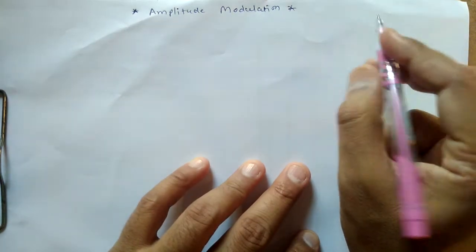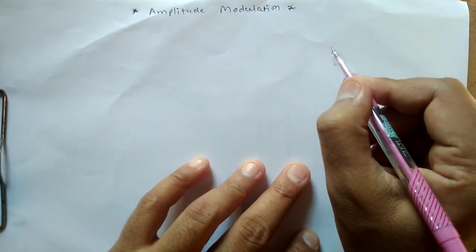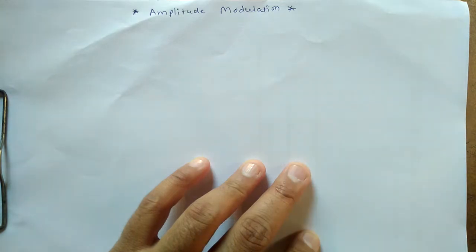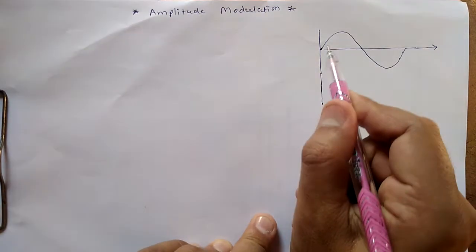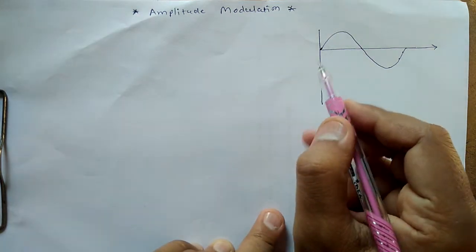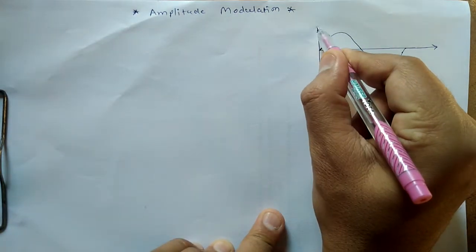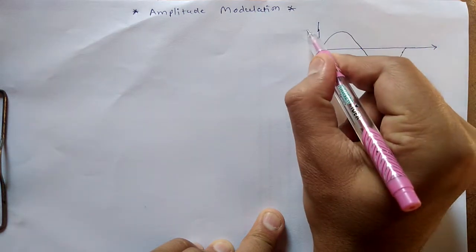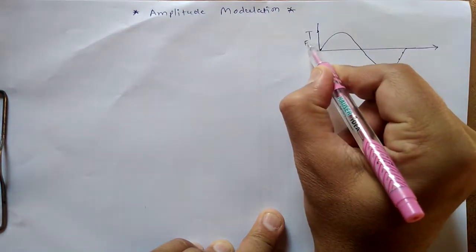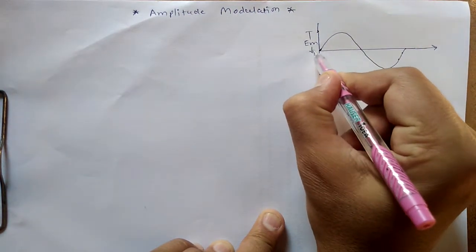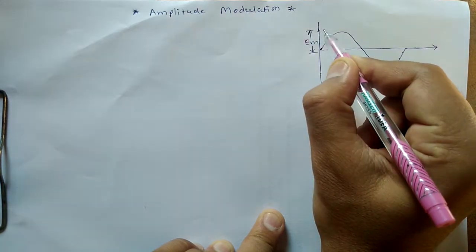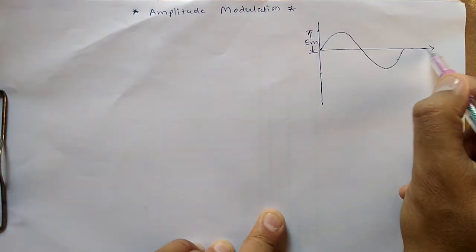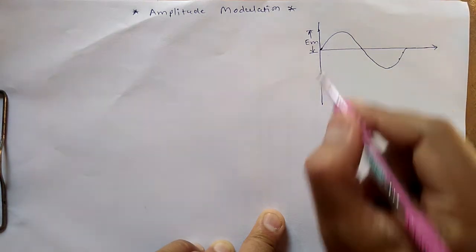For any modulation, we require two signals. One is the modulating signal, that is the message signal. Another is the carrier signal. Let us consider this is our message signal, which is having amplitude EM, as I am marking here. This is the amplitude of the message signal, or it is also called the modulating signal, having the amplitude of EM.